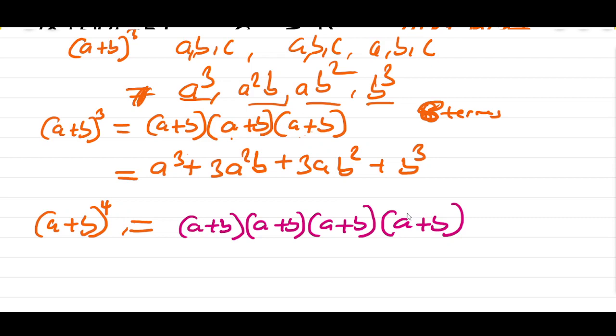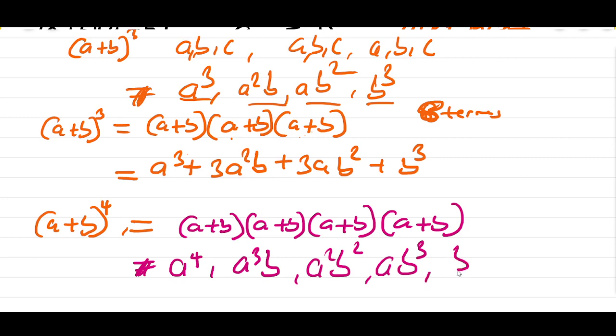Now let's find the distinct terms that may appear. We should get a to the 4th power. A cubed b will appear, obviously. A squared b squared will appear. A b to the 3rd power will appear, and then b to the 4th power will appear. So we get 5 distinct terms that will appear when we form this product. The other ones that appear will have to be a multiple of these terms. For a cubed b, we take 3 a's from 3 brackets and 1 b from the remaining bracket. So these are the distinct products we can get.